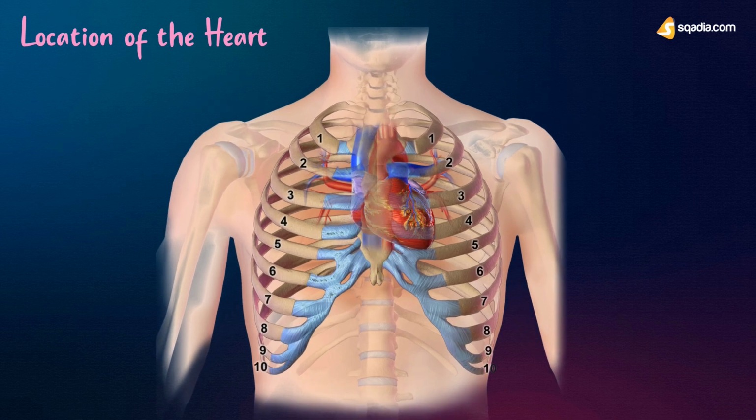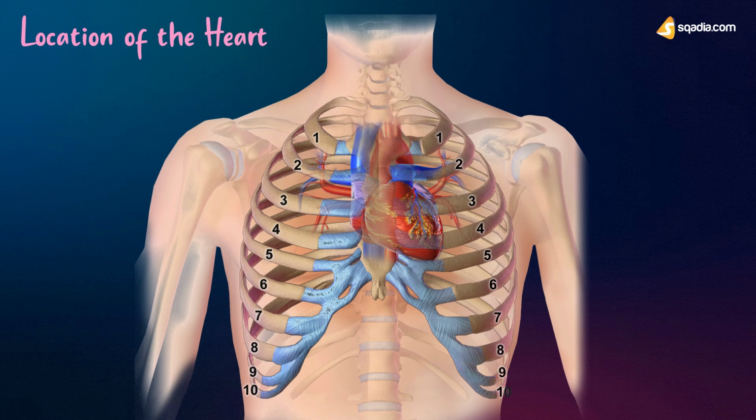The great vessels are attached to the superior surface of the heart, called the base of the heart. The base of the heart is located at the level of the third costal cartilage, whereas the inferior tip of the heart, called the apex, lies just to the left of the sternum, between the junction of the fourth and fifth ribs near their articulation with the costal cartilages. So this was about the location of the heart.